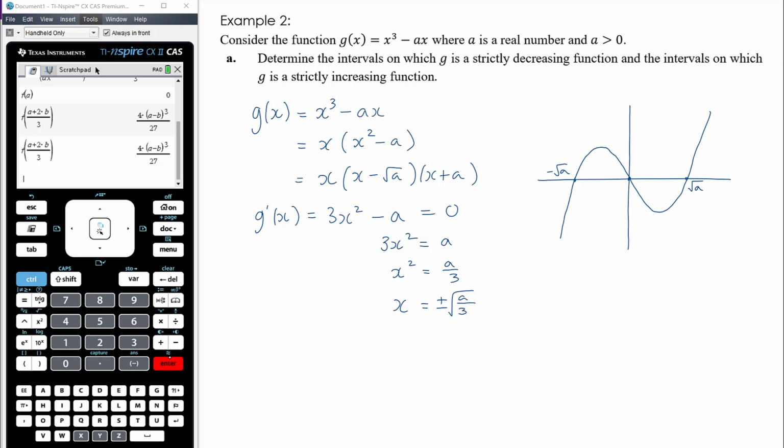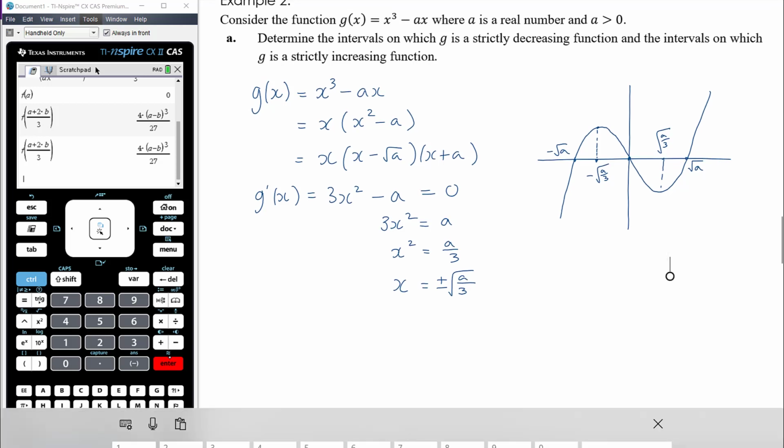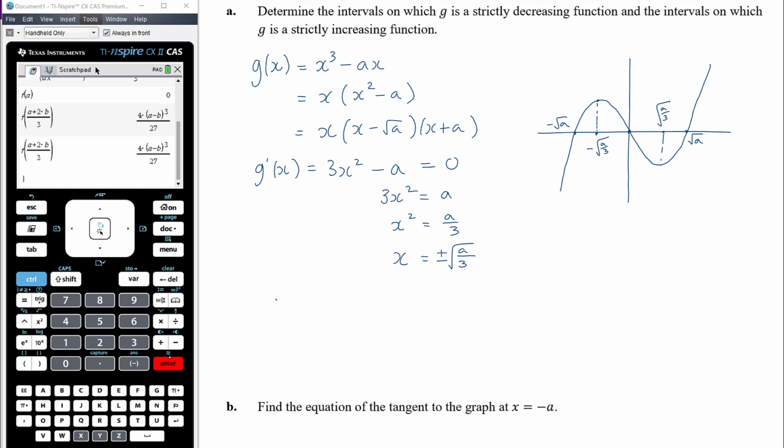Alright, so now again, think about we actually don't need the coordinates of the stationary point here because we're determining the intervals or the x values over which g is strictly increasing or decreasing. So we actually don't need the y values, so we won't bother finding them. So that point there is negative square root of a on 3, and that point there is positive square root of a on 3. Okay, and so therefore we can think about strictly decreasing for, so we're looking for where we have negative gradient.